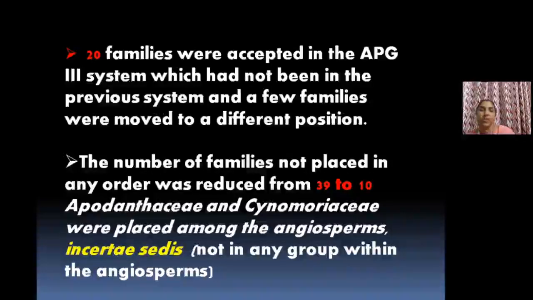Clear? Then 20 families were accepted in this system that had not been in the previous system. These are some very important points. 20 families were not there in the previous system. Then 39 uncertain families are now reduced to 10 only, and such uncertainty is grouped into Incertae.